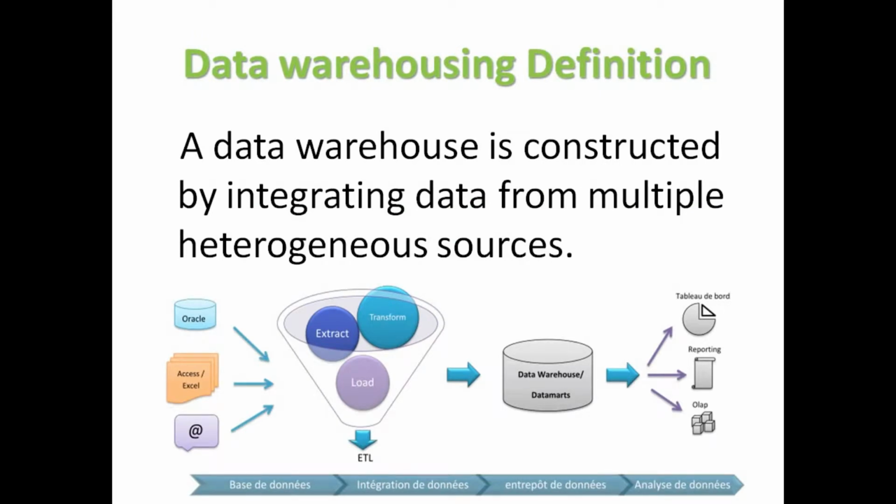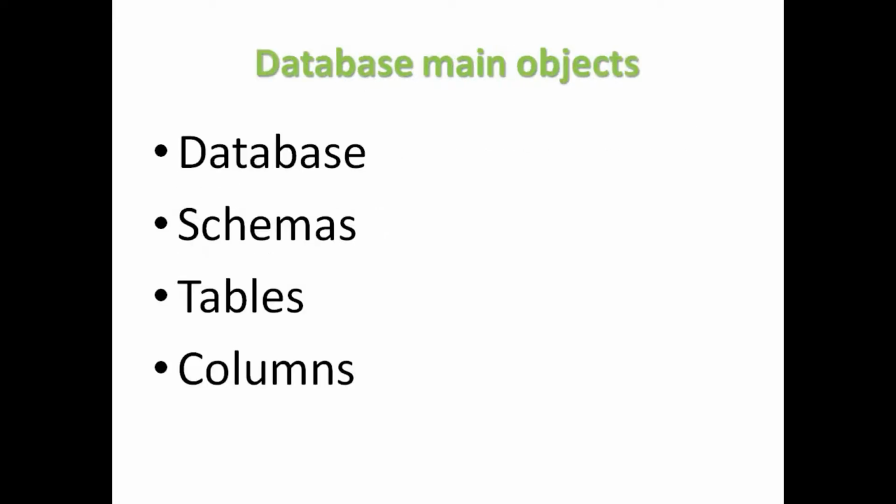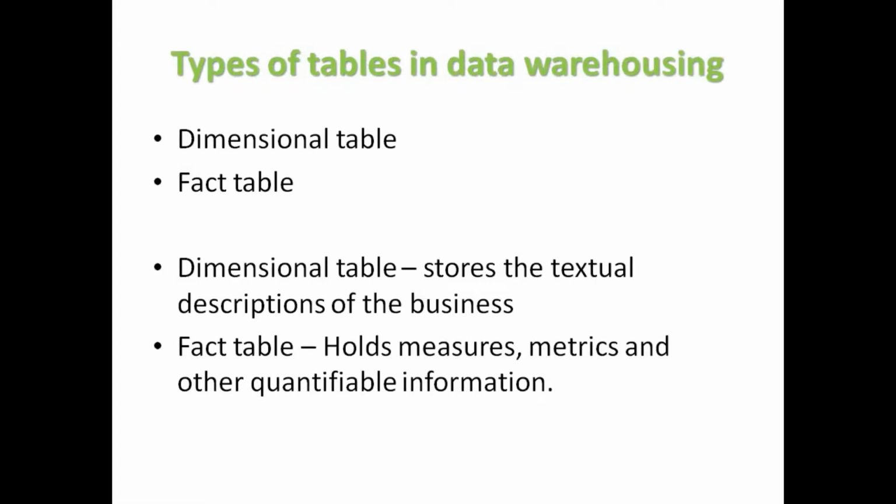In previous videos I explained data warehousing concepts part 1 and part 2. Here I explain the remaining part. In previous videos I explained the data warehousing definition: a data warehouse is a construct of integrated data from multiple heterogeneous sources. And I explained the types of data also. There are two types, traditional data and analytical data. And I also explained the data warehouse database main objects: database schemas, tables and columns. Now in this video I explain about the major types of tables, that is, dimension table and fact table.